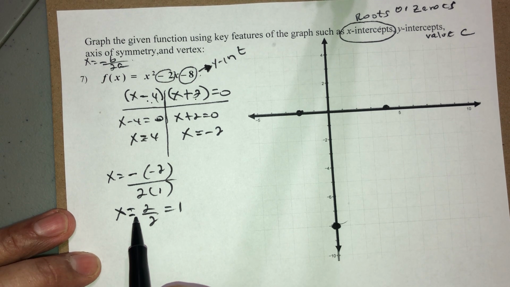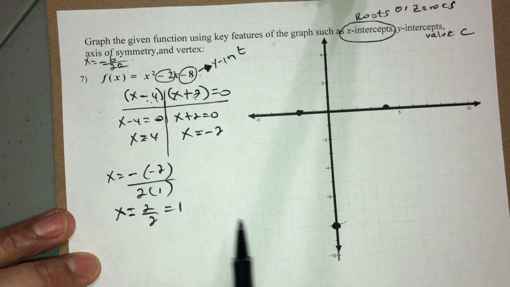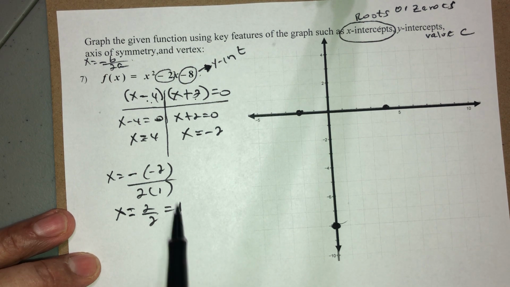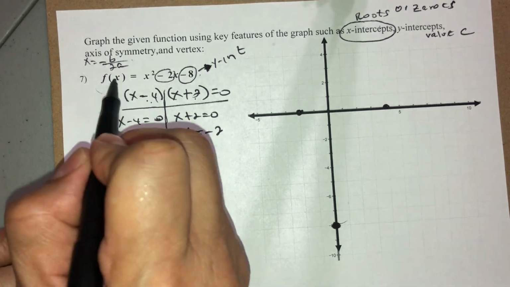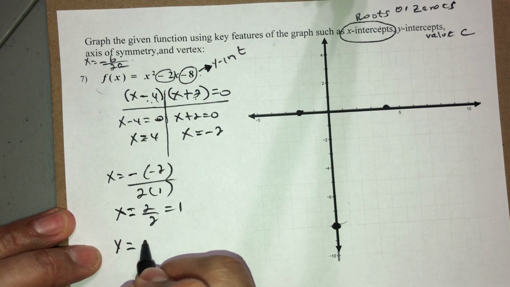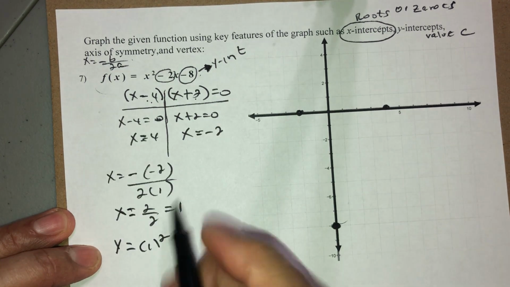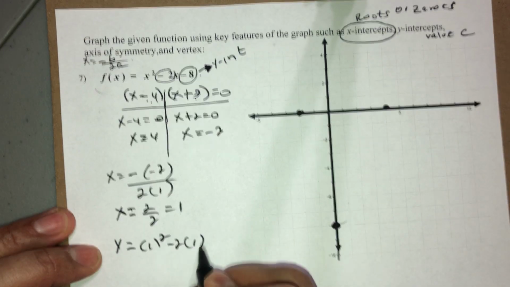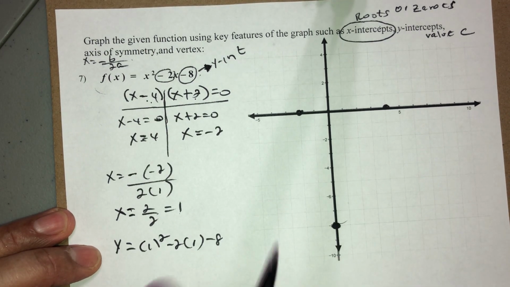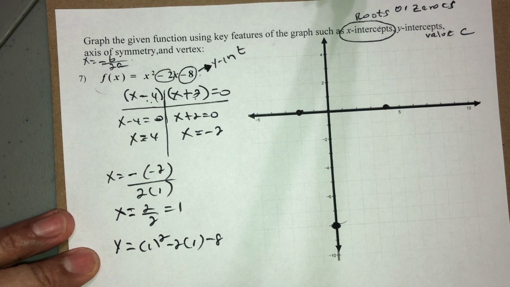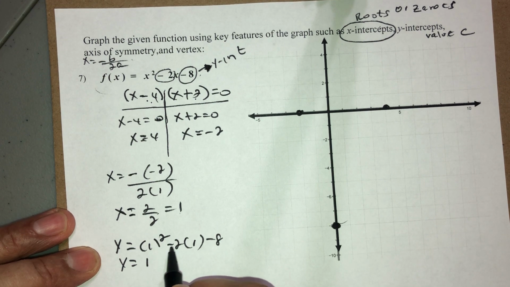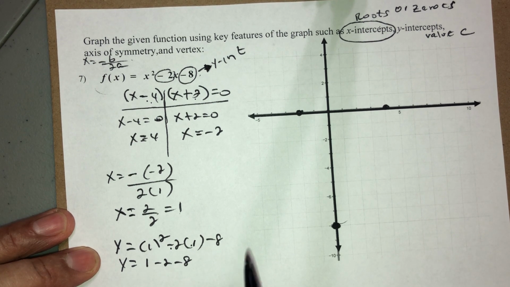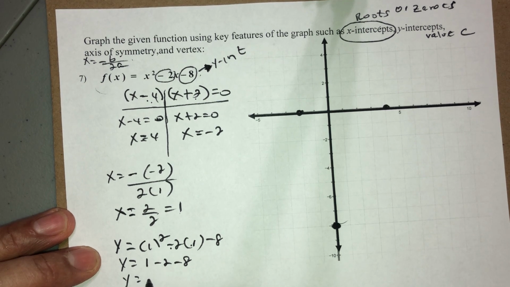If I have the value of x, the value of y is found when I substitute this 1 into the x's here. So I'm going to write y equals, because remember, f of x is like saying y, equals 1 squared, because now this x becomes 1, minus 2 times 1 minus 8. I could put it on the calculator, but I'm going to do one step. 1 squared is 1. Negative 2 times 1 is negative 2, minus 8. And if I put it on the calculator, I get negative 9.